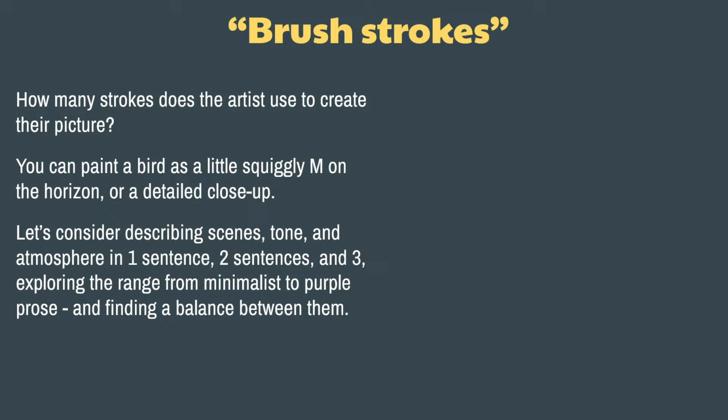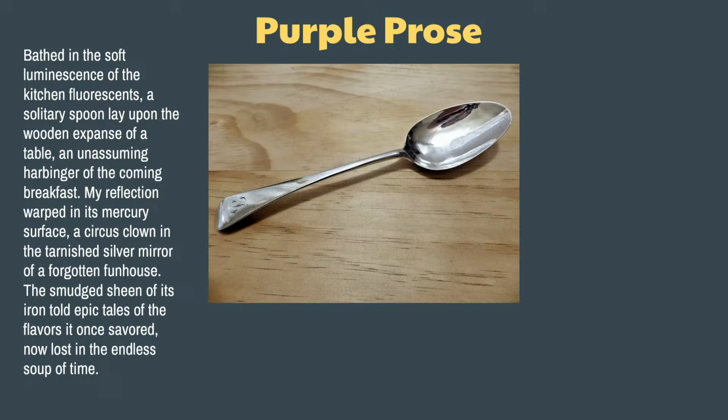But that is to say that just by thinking of the same description in three different levels of detail, or three different scales of detail, we can sort of cut out everything that we don't need and keep the stuff that works. So let's look at this. I wrote this just stupid description of the spoon just to talk about what I mean by purple prose, right?